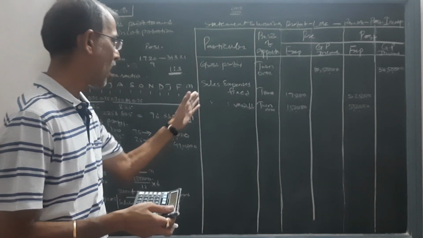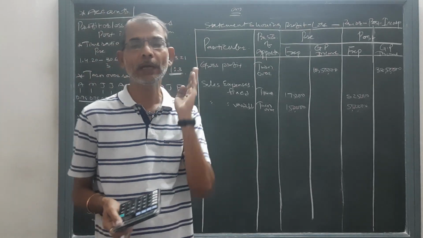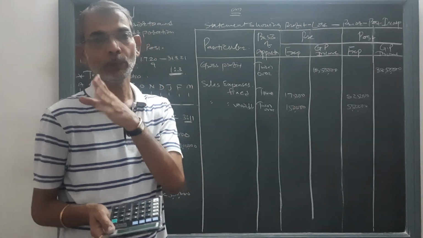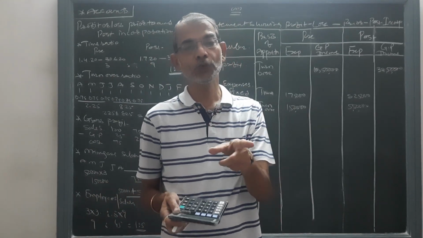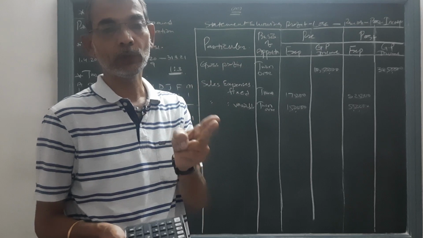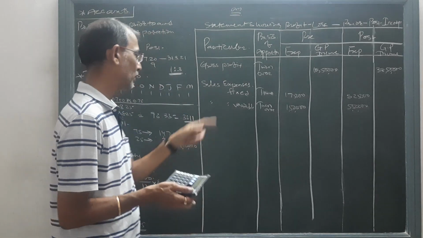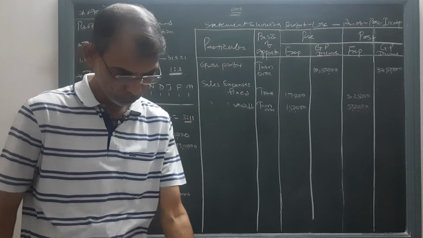150 and 550, half in the ratio of time and half in the ratio of turnover, because fixed expenses are always distributed in the ratio of time, while variable ones are allocated as per turnover ratio.